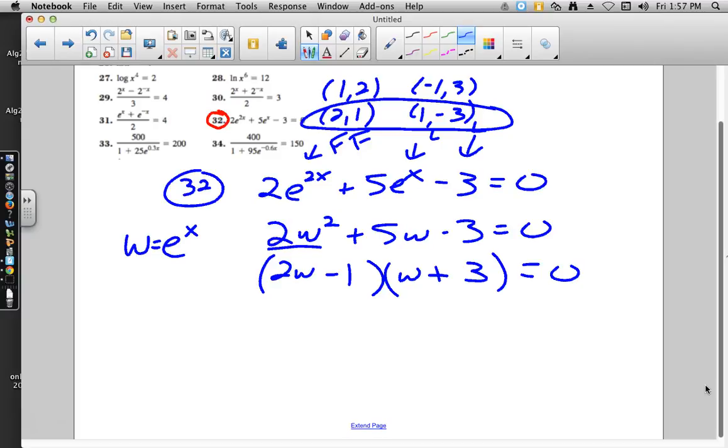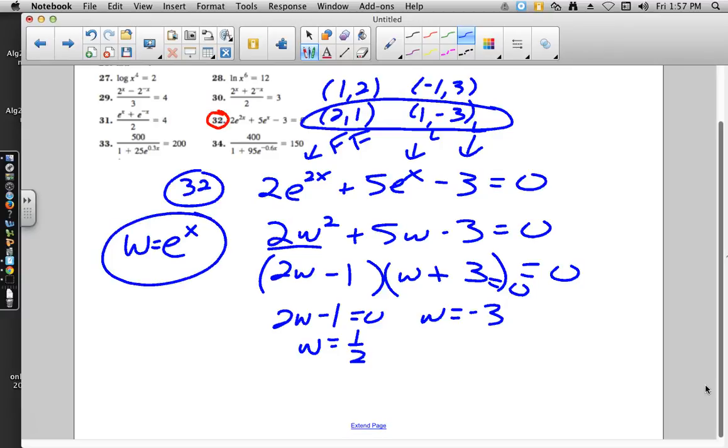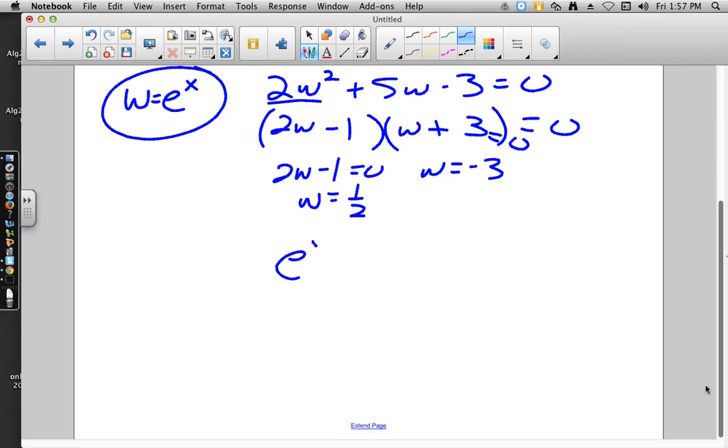So if we were to solve this quadratic, we'd say 2w minus 1 equals 0. We'd add 1 and divide by 2. And we'd say w equals -3 for this one, because w plus 3 equals 0 would mean we'd subtract 3 from both sides. So then we check to see, what is this going to do when we put our e to the x back in here? So we would have e to the x equals 1/2 and e to the x equals -3.